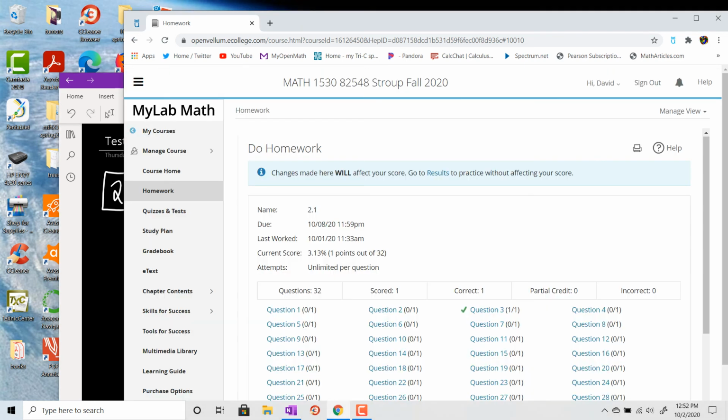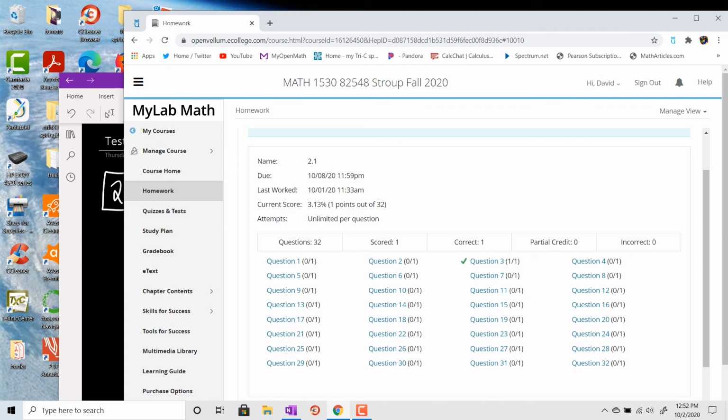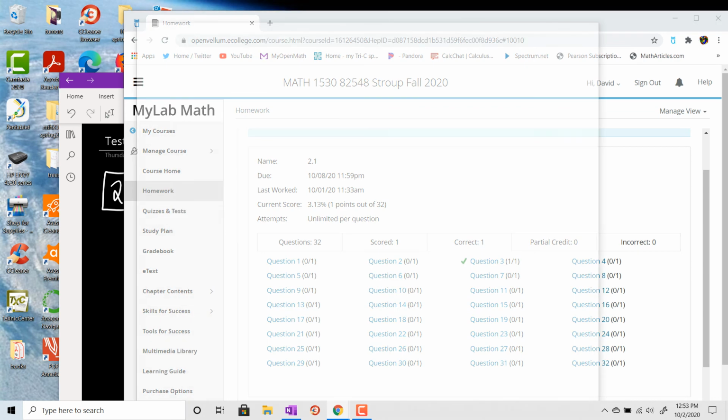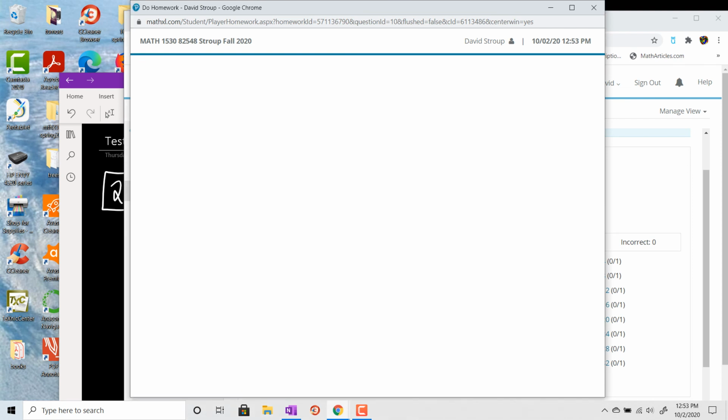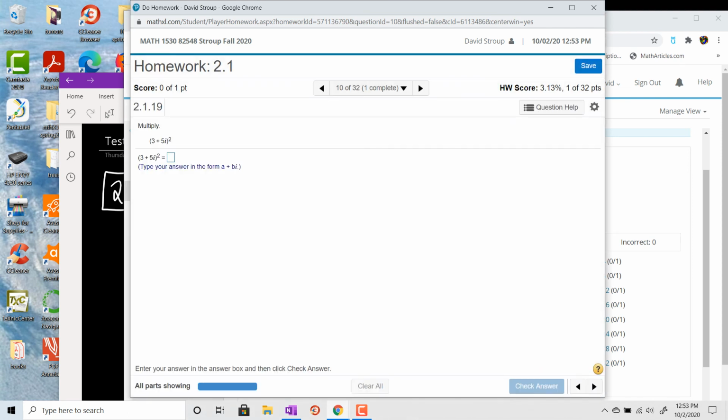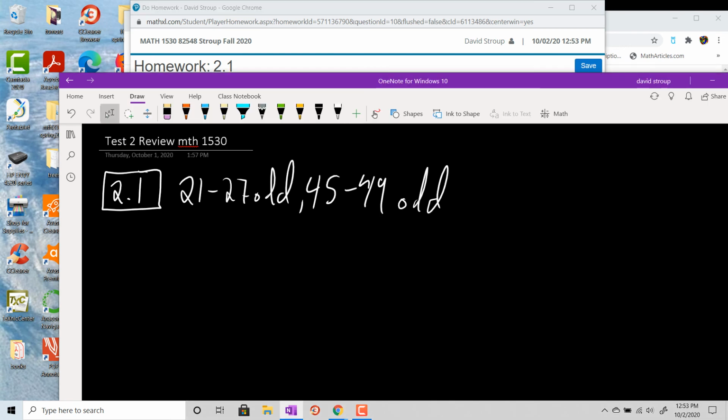Of course, the test is on MyMathLab. You could take it twice, I believe, so that you have two chances in case you do something silly on your first submission. You could go back and hopefully change it. From 2.1, if you want to look at the types of problems, you can tell by looking at this number right here that says 2.1.19.